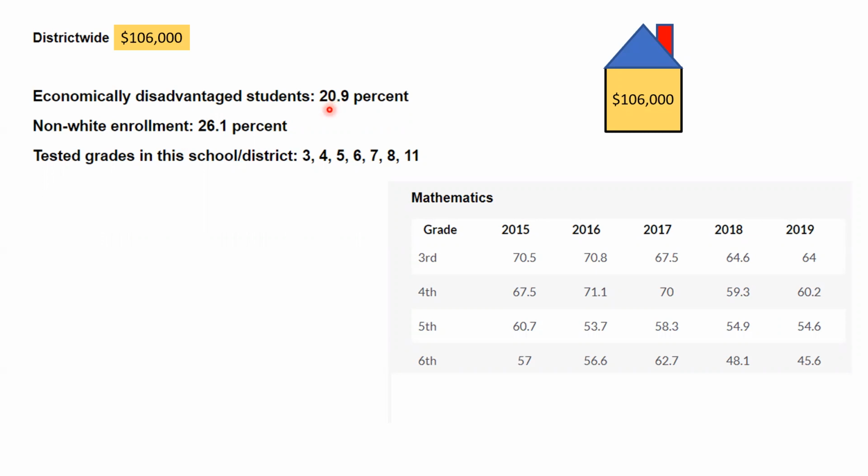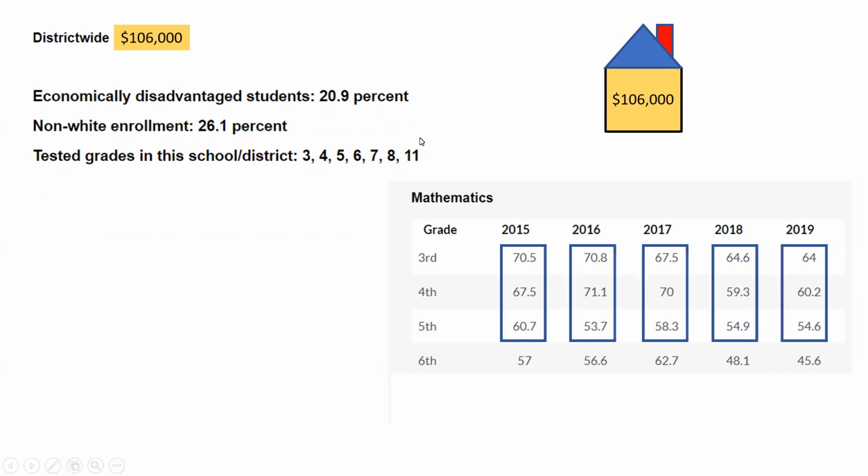Economically disadvantaged is 20%. Non-white enrollment is 26%. Let's take a look closely. There's our third grade proficiency score, our fourth grade proficiency score, and our fifth grade proficiency score, going from 15 to 16 to 17 to 18 to 19. You're going to notice one thing that is common all the way through: in every single school year, whether it's third grade through fifth grade, the score in fifth grade is always lower than the third grade score. It almost shows a loss of proficiency.